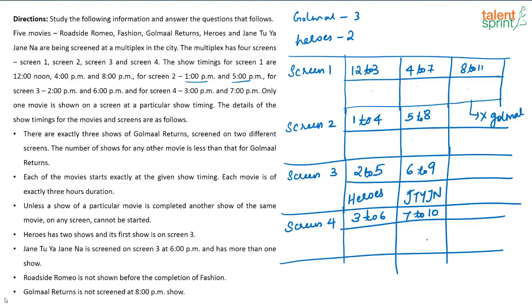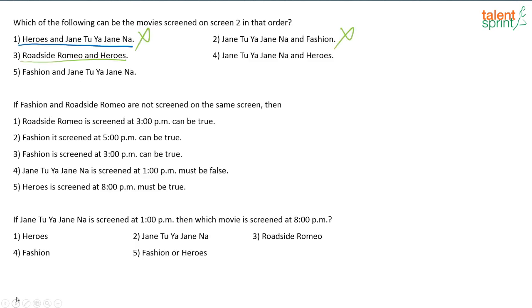Now next is Roadside Romeo and Heroes. Sorry. So Roadside Romeo and Heroes. So if this is Roadside Romeo and this is Heroes, what will happen? Let's check. If this is Roadside Romeo, then again, not possible at all for sure. Why? Because Roadside Romeo is not shown before completion of Fashion. If Roadside Romeo is happening at 1 o'clock, then Fashion has to finish by 1 o'clock. Not possible, right? The shows are only starting at 12. So again, this option is wrong. So this is also wrong.